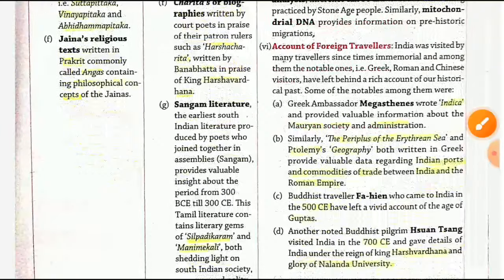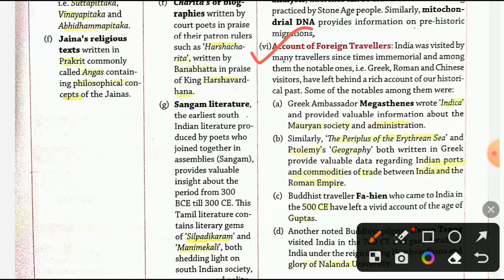Next, the most important is accounts of foreign travelers. Many foreign travelers came to India and wrote about different notable events in different books. Most famous was the Greek ambassador Megasthenes, who wrote Indica and provided valuable information about Mauryan society and administration. Similarly, the Periplus of the Erythraean Sea and Ptolemy's Geography are also important. These two books were written in Greek. They give valuable data regarding Indian ports and commodities of trade between India and the Roman Empire.